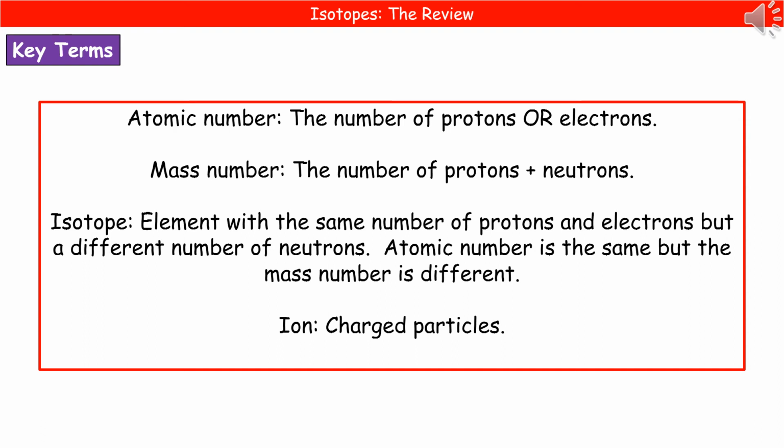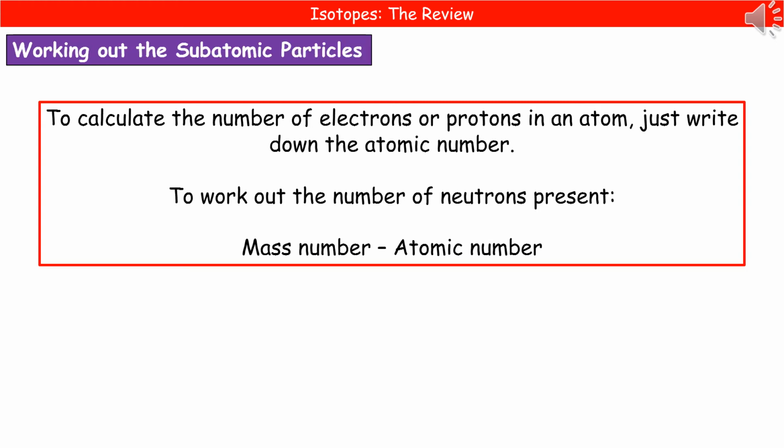If we talk about an isotope, that's an element with the same number of protons and electrons, but a different number of neutrons. So the atomic number is the same, but the mass number is different. And if we talk about an ion, we are talking about a charged particle. If you're asked to work out the number of subatomic particles, then to work out the number of electrons or protons in an atom, just write down the atomic number from the periodic table. To work out your number of neutrons that are present, you do the mass number minus the atomic number.